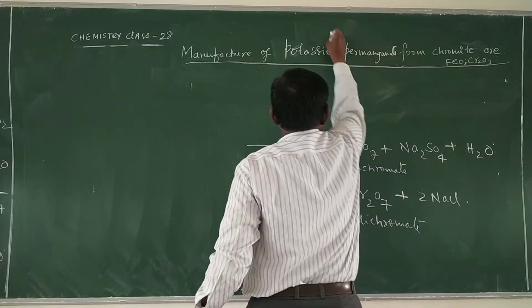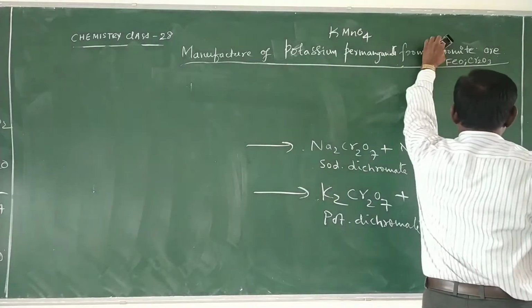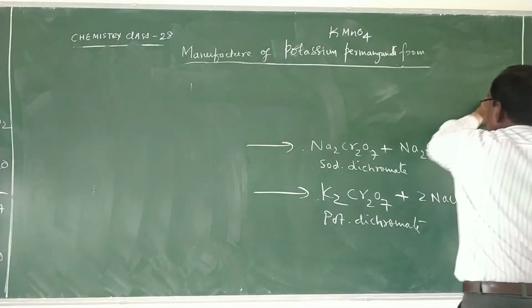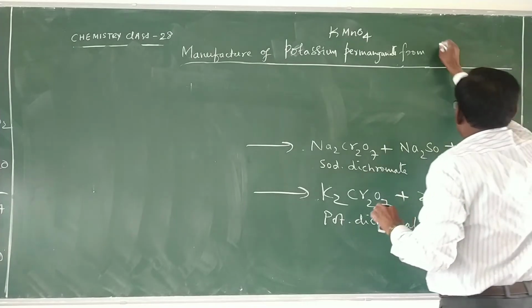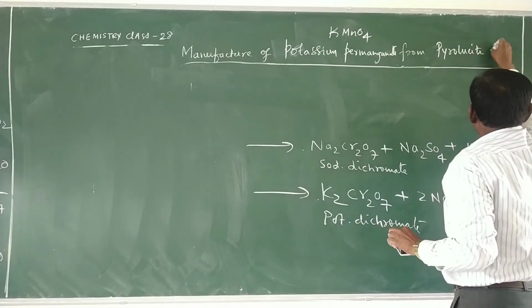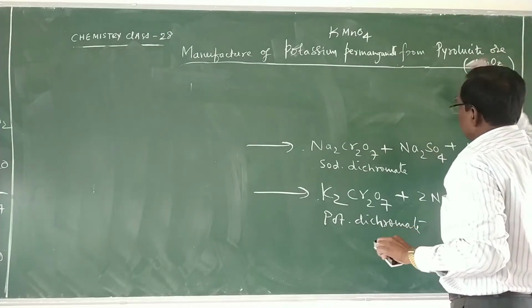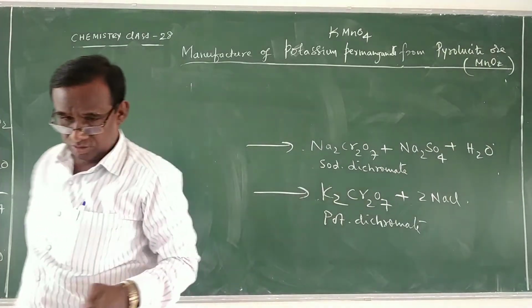Potassium permanganate. It is nothing but KMnO4, you see. Potassium permanganate from pyrolusite ore, which is nothing but MnO2. So that is the composition, you see, MnO2, pyrolusite ore.